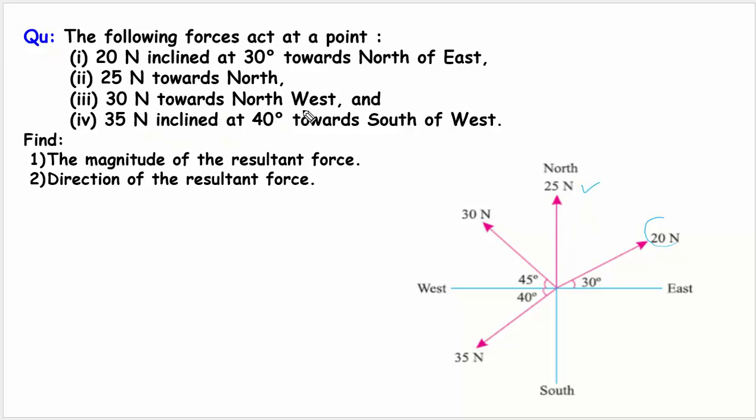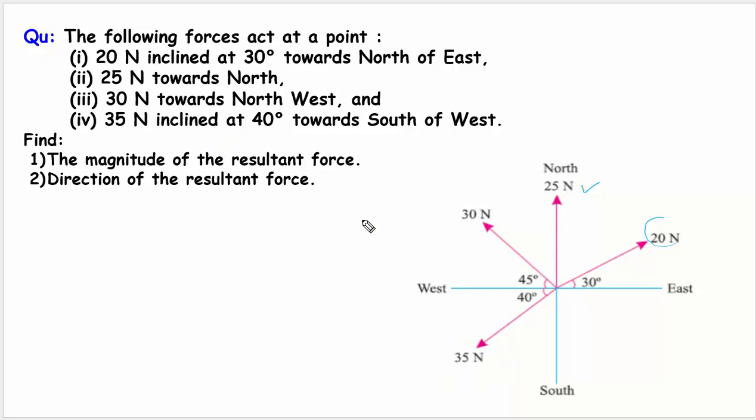towards northwest. So if you see this, 30 newton is acting towards northwest, so it is 45 degree. And the fourth force is 35 newton inclined at 40 degree towards south of west. So we'll take west and then south of west is this. So 40 degrees towards south of west, the force is 35 newton.